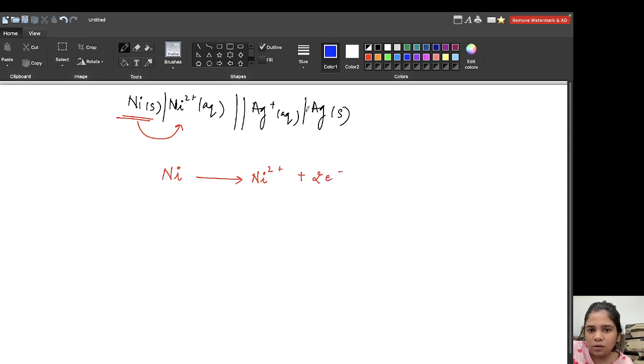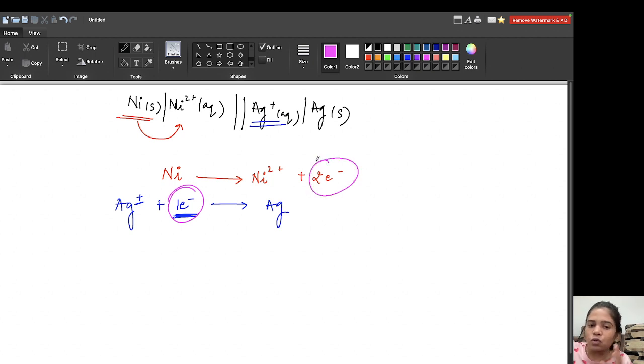Then on this end, what is happening? Ag+. See, always on right hand side reduction happens. Reduction means gain of electrons. So Ag+ only will accept one electron because there is just one plus, right? It will accept one electron to give you Ag. But what did we study? The major, important point was the number of electrons should be same. Now can you see the electrons should get cancelled, but here you can see the electrons are not getting cancelled, right?